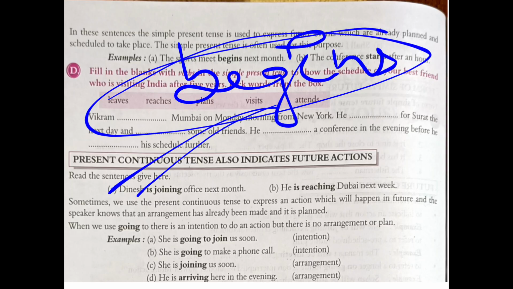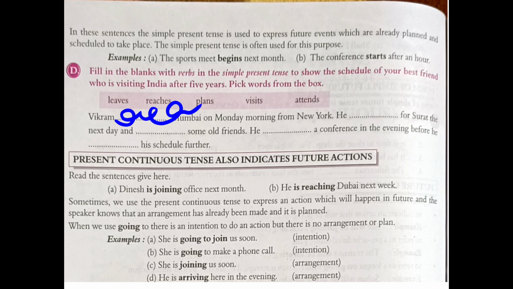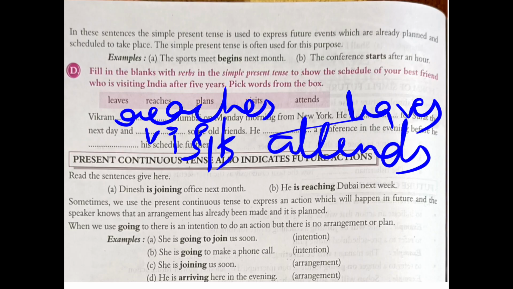Now look at the exercise number D. Here fill in the blanks with verb in the simple present tense. Now you are supposed to put here simple present tense. So Vikram what? Vikram reaches Mumbai on Monday morning from New York. He leaves for Surat the next day and visits some old friends. He attends a conference in the evening before he plans his schedule further.